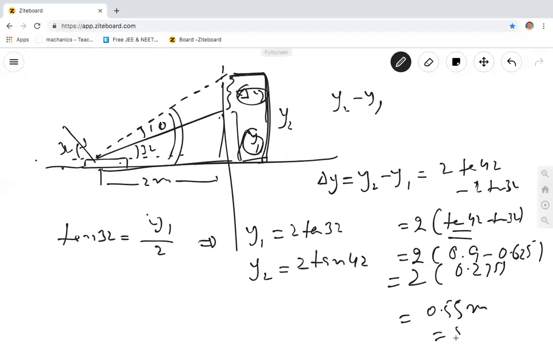Maybe it is 55 centimeters, right? Exactly. What is the answer? 55 centimeters. Am I giving the correct answers? Yes. Anything else?